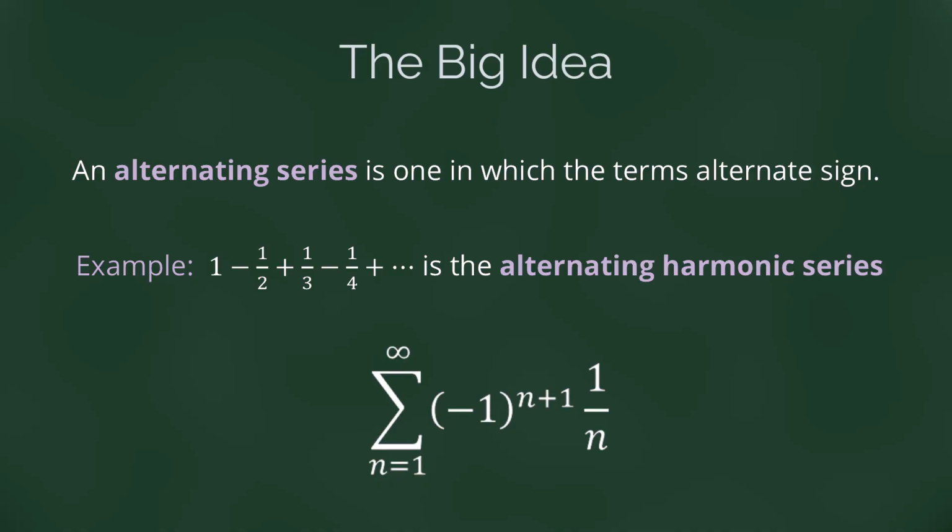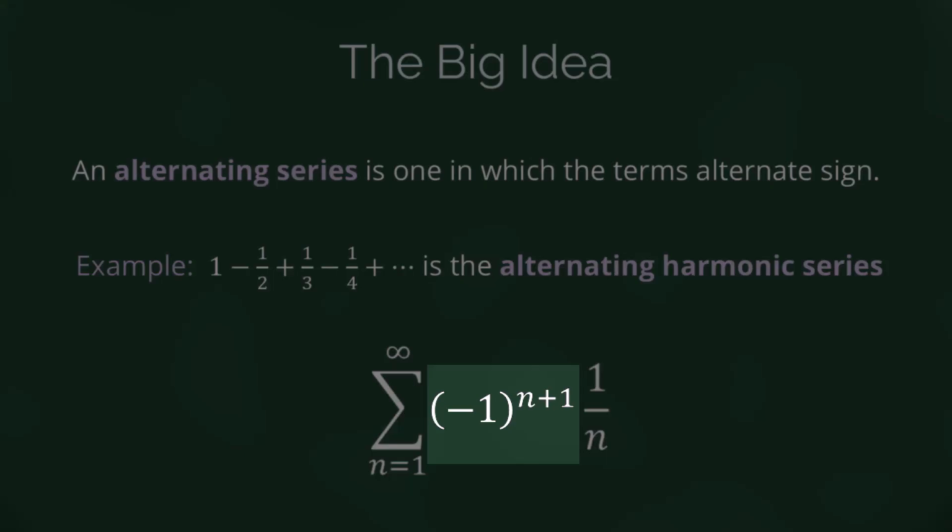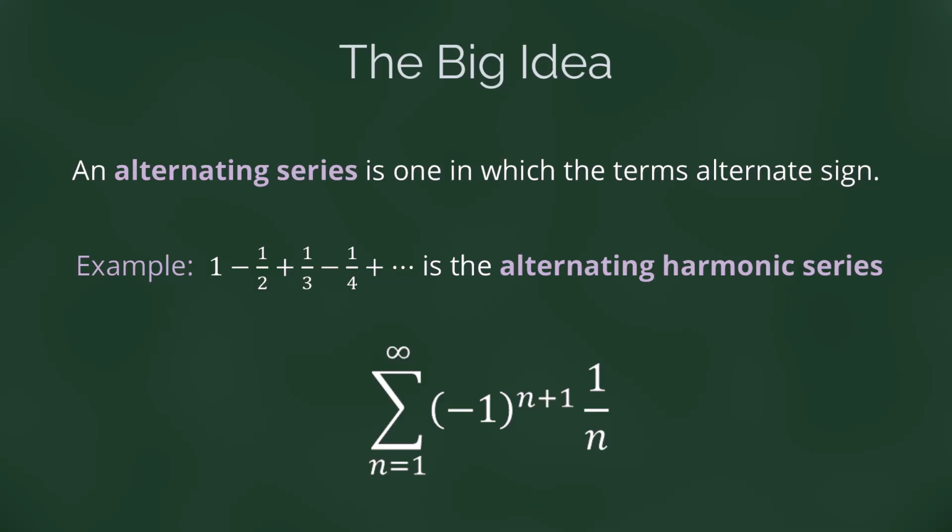We'll start off by noticing that we can write the alternating harmonic series as the sum from n equals 1 to infinity of -1 raised to the n plus 1 power times 1 over n. It's the -1 raised to the n plus 1 power that's going to force the signs to alternate. Notice that that piece will be positive when n is odd, and it will be negative when n is even.